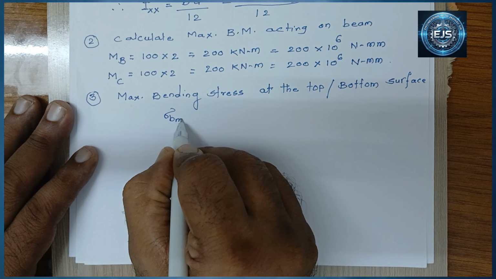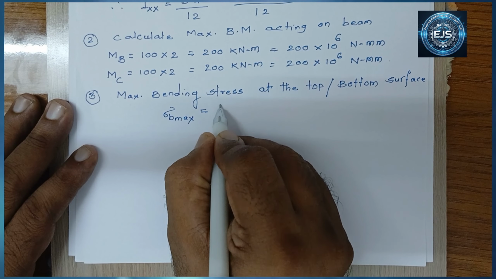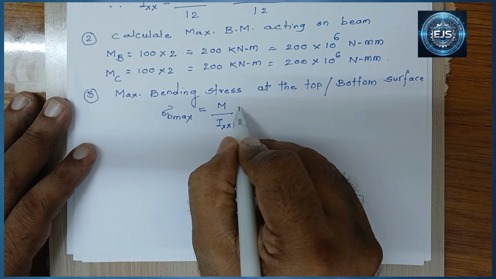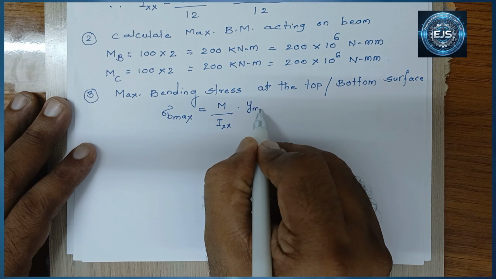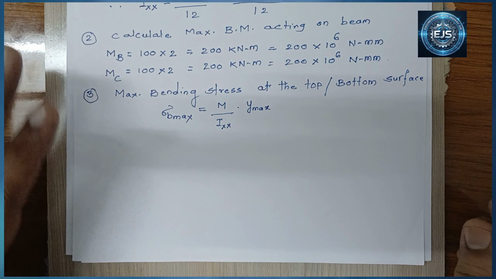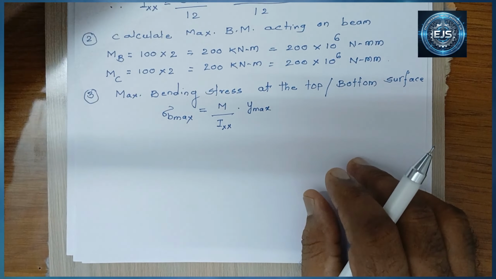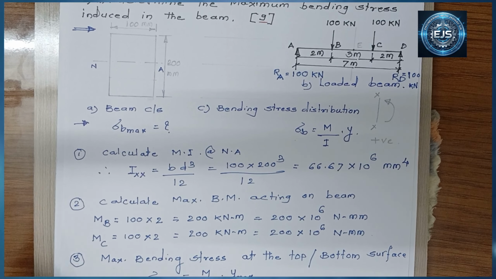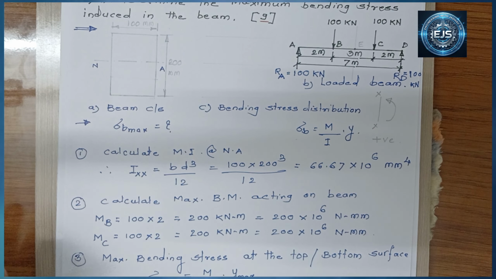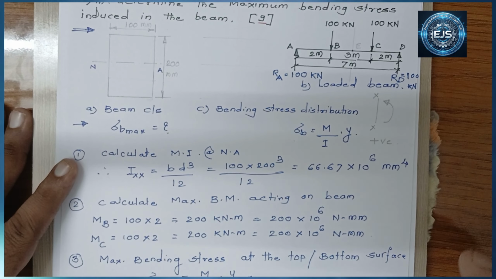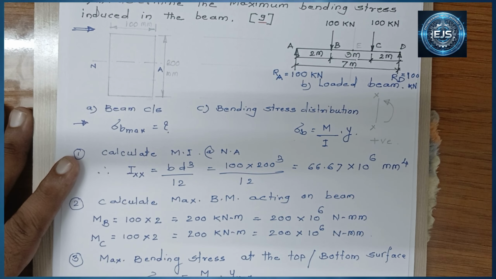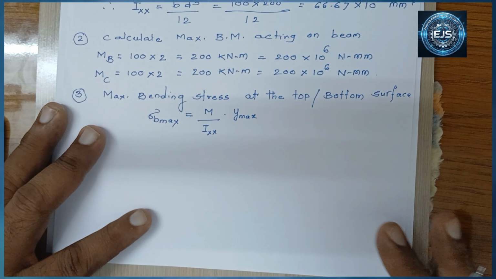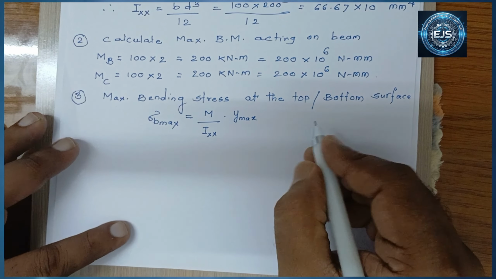The formula is sigma B max is equal to bending moment M divided by Ixx, into Y max. The total depth of the beam for this problem is 200 mm. So Y max, on the compression side and on the tension side, is equal to 100 mm, half of the total depth. So Y max we have to take for this problem as 100 mm.